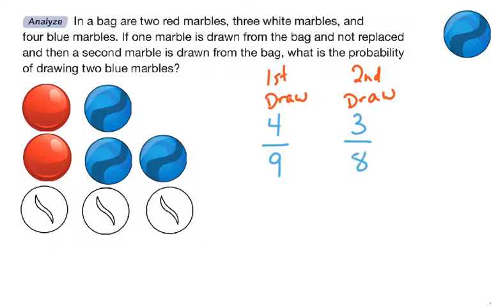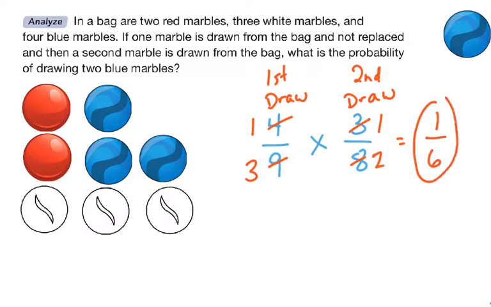Excellent, I have 8. Okay, now I can multiply. But as you know, I like to reduce before I multiply, so I'm going to divide 4 and 8 by 4, which is 1. 8 divided by 4 is 2. 3 divided by 3 is 1, and 9 divided by 3 is 3. And then I multiply. 1 times 1 is 1. 3 times 2 is 6. So we have 1/6. Our probability is 1/6 that we will draw 2 blue marbles in our 2 draws.